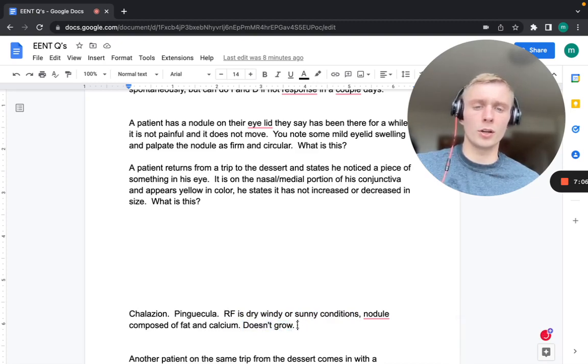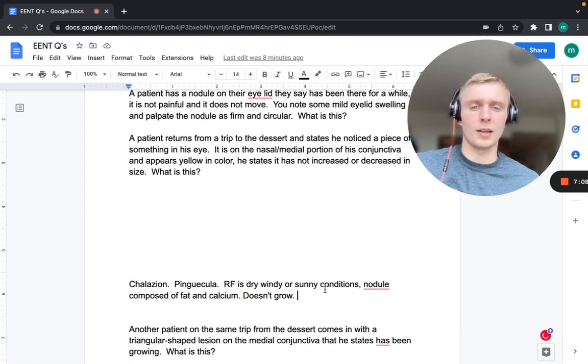So growing or not growing is an important distinction to make. They might give you that in the vignette. This one, the pinguecula, does not grow, and that's the same thing for chalazion too.